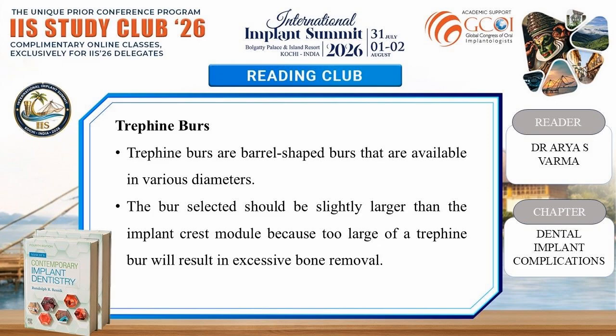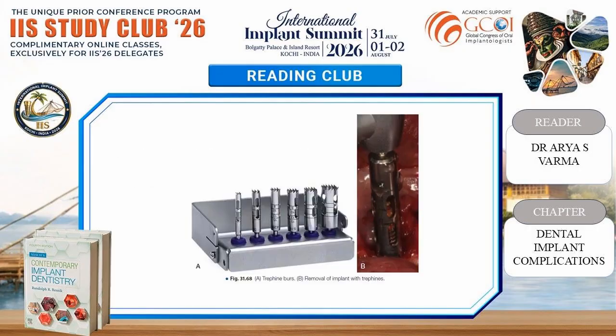Trephine burrs. Trephine burrs are barrel-shaped burrs that are available in various diameters. The burr selected should be slightly larger than the implant crest module because too large of a trephine burr will result in excessive bone removal. Figure 31.68 depicts A. Trephine burrs and B. Removal of implant with trephines.